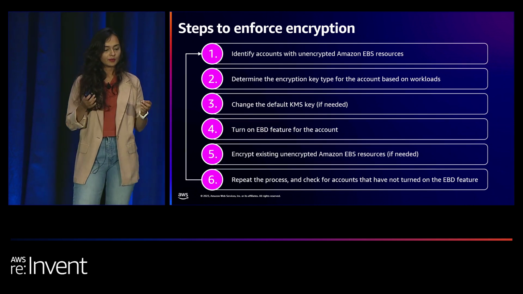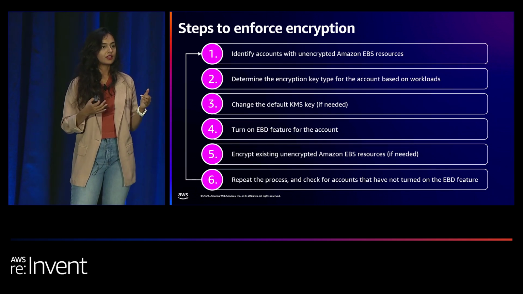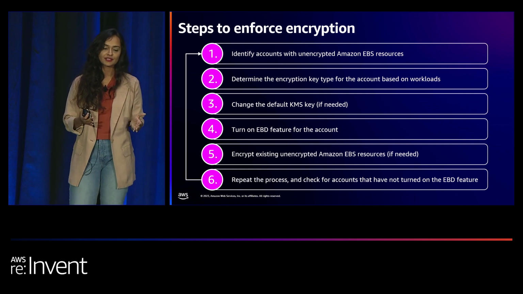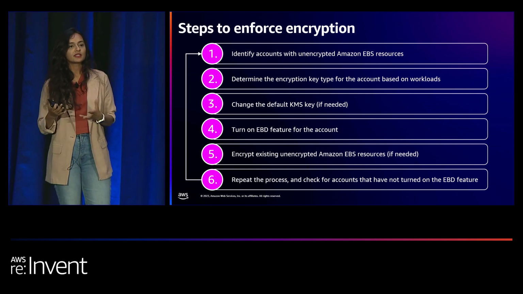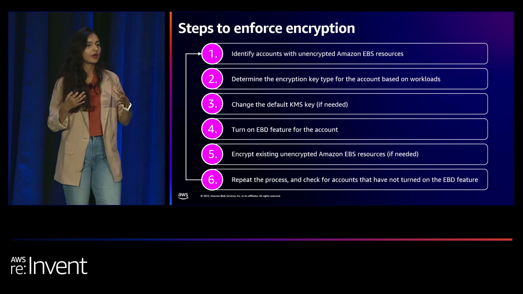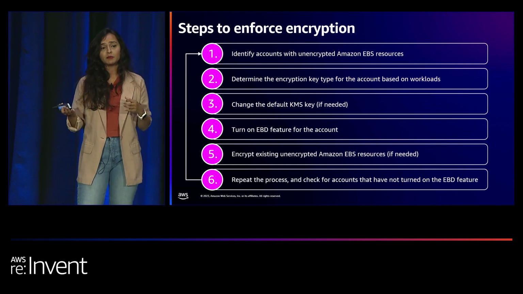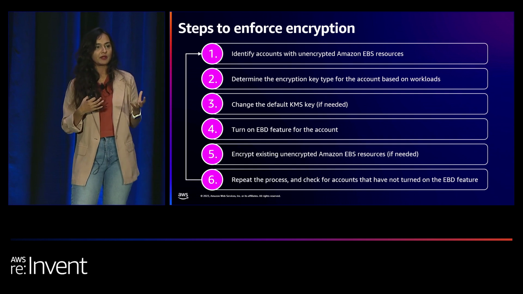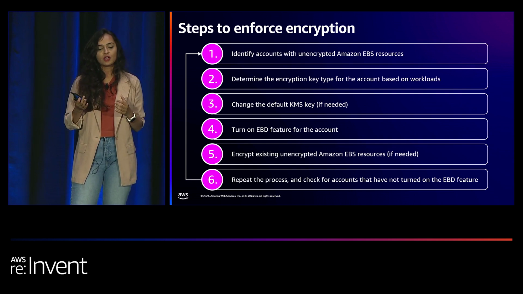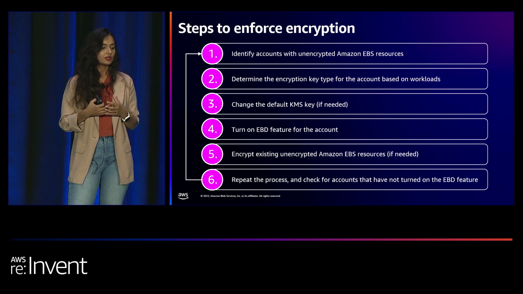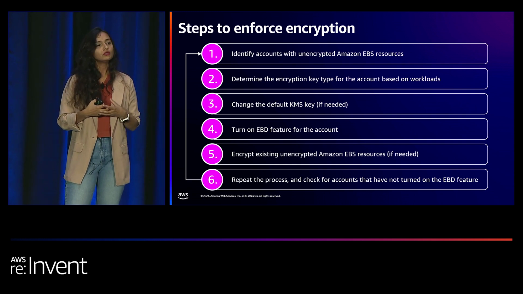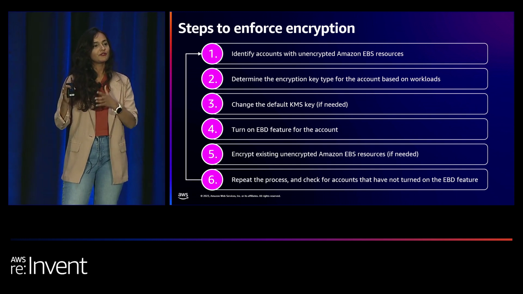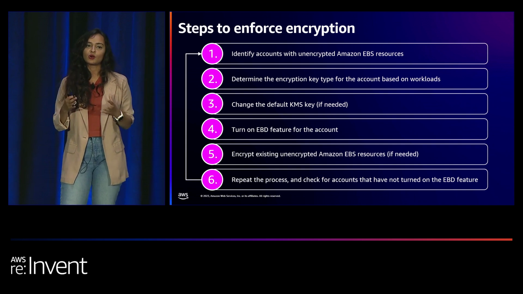Now let's talk about how you can achieve encryption of all your resources. Central security teams tell us that they have a mix of accounts where EBD might be enabled, EBD might not be enabled, and then they have some existing resources, some of which might be encrypted and some of which might not be encrypted. These are the steps that you should go through if you want to achieve 100% encryption, or you want to encrypt all your resources.